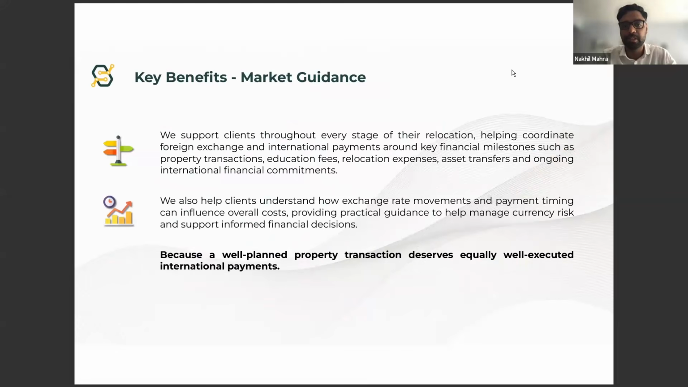Next slide, please. So market guidance. We support clients throughout every stage of the relocation.